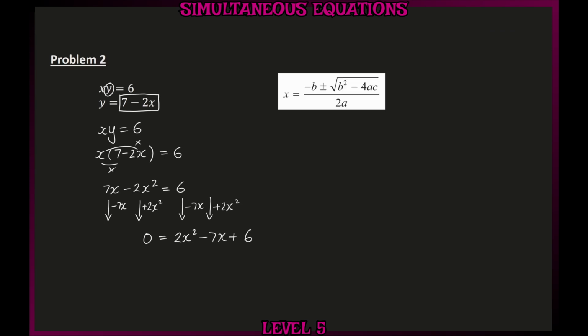So in order to use the quadratic formula, we need to write down the values of a, b and c. So a is the number in front of the x squared, which is 2. b is the number in front of the x, which is minus 7. And c is the number that's at the end, the constant, which is 6.